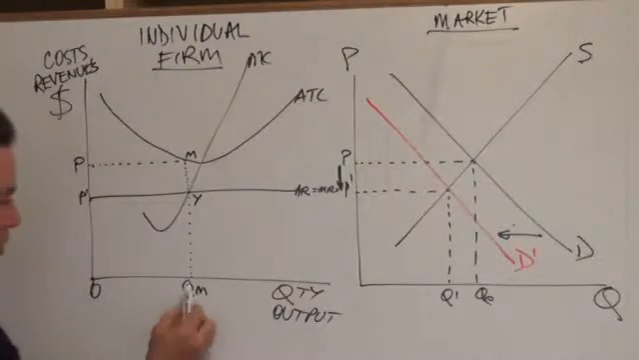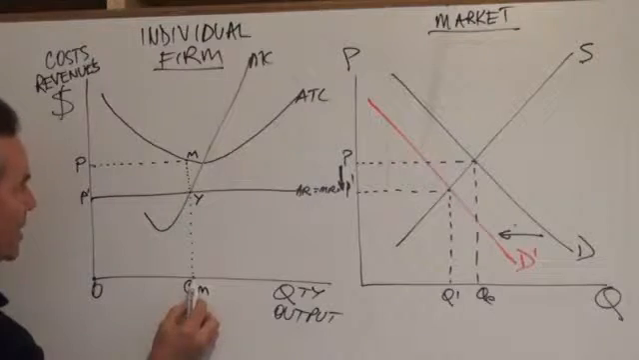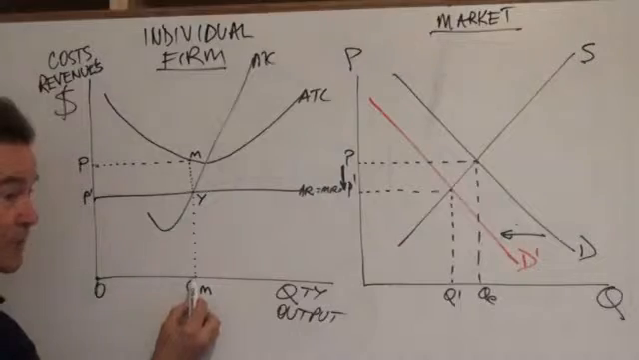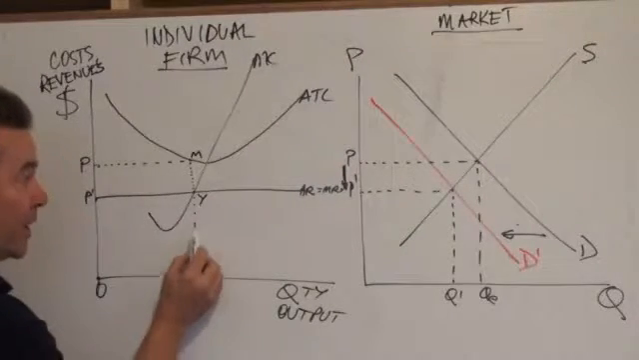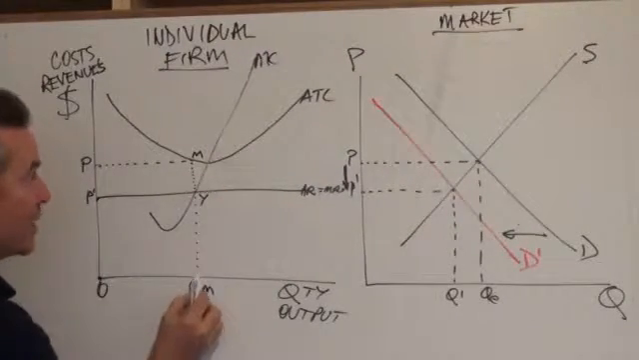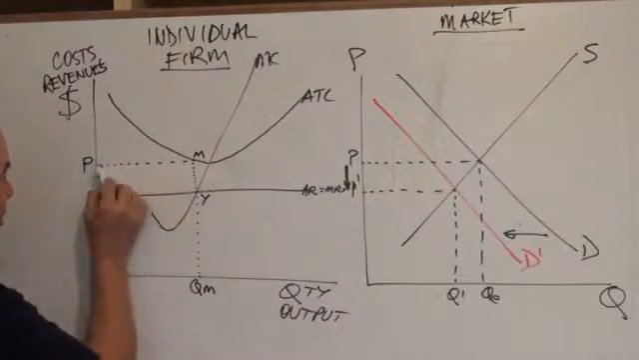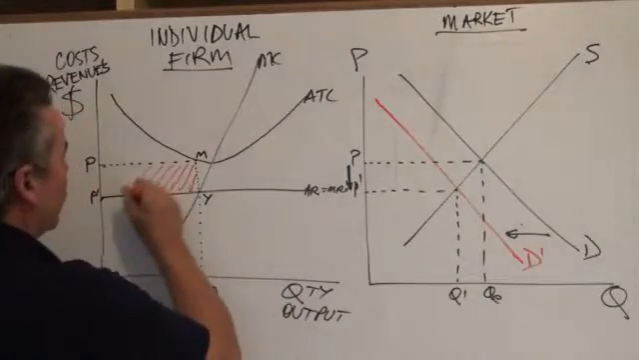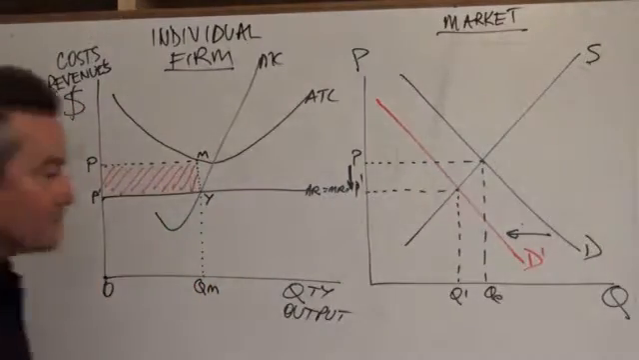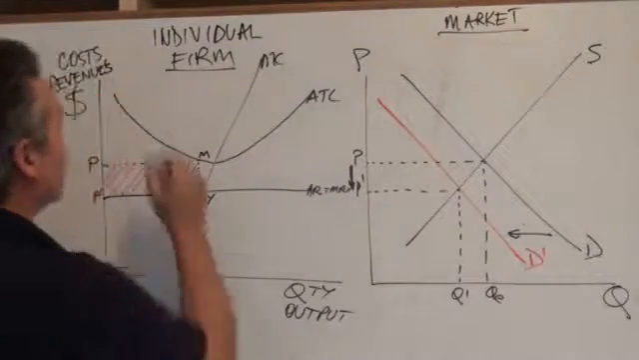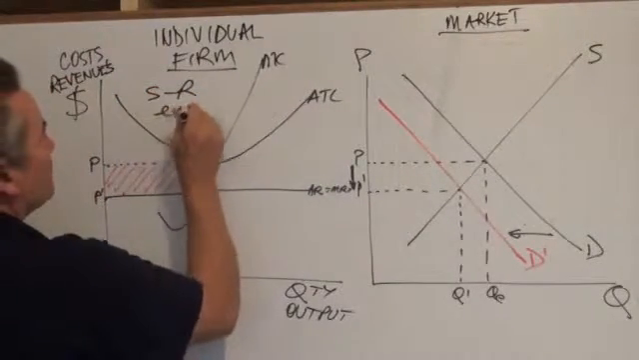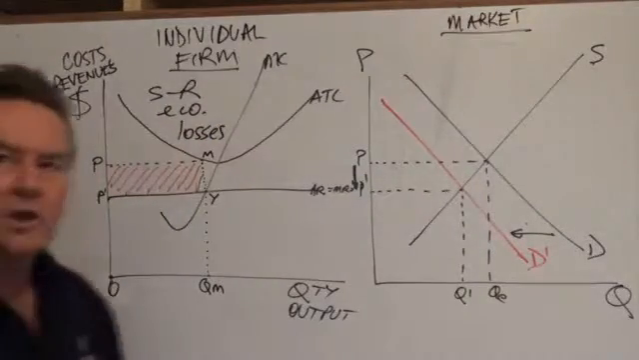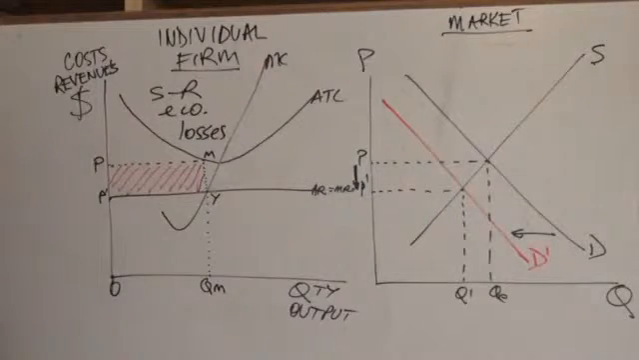How do we know that? Quantity OQM is generating a revenue of OP1YQM, that's revenue. But it's costing, here we go again, that quantity of output up to our ATC, it's costing 0PMQM. We are incurring, in this particular case, short-run economic losses. What's the likely outcome here?